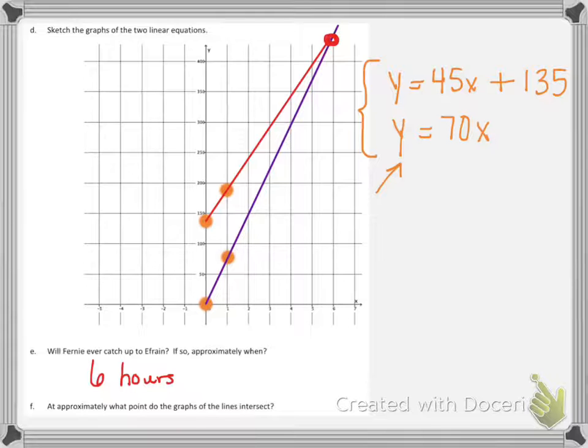Okay, so at approximately what point do they intersect? Well, that is 6 hours. That's my x value. And about up here, which would be about 450 miles. And that's where they would intersect.